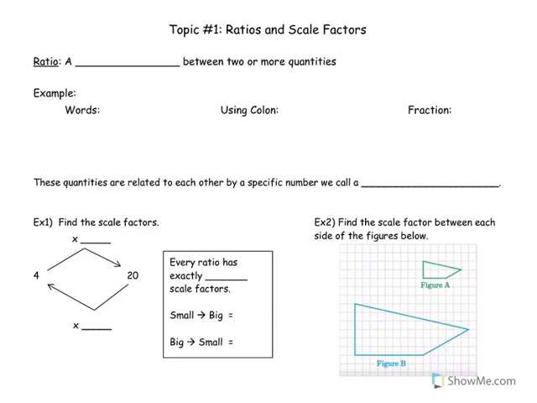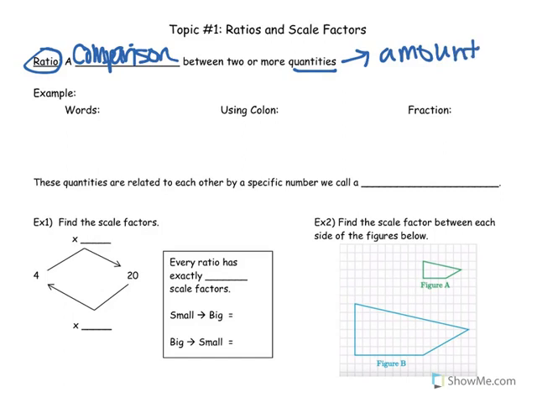Alright, so welcome everyone to Unit 6, Similarity, topic number 1, which is going to be about ratios and scale factors. Okay, so the word ratio is going to be really important this unit. A ratio is a comparison between two or more quantities. What does this word quantities mean? It means amounts. So I'm comparing two or more different things, right?